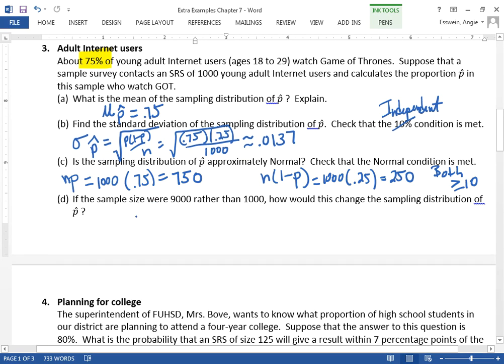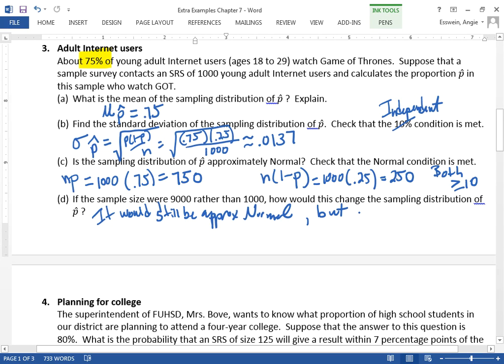But if the sample size were bigger, 9,000 instead of 1,000, can you tell me how that would change the sampling distribution? Do you think the shape would change? No, it would still be approximately normal. The shape wouldn't change, and the center wouldn't change either, but the standard deviation sure would.